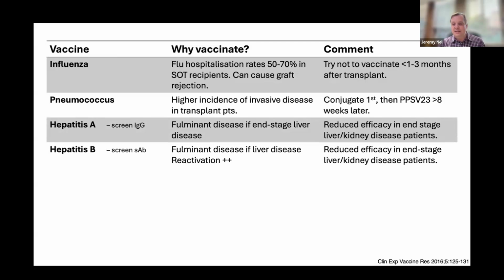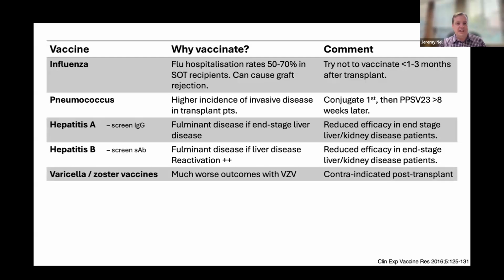And again, for hepatitis B, if you're not sure, you can screen them with antibodies. And again, if they're negative, then you need a vaccine series. Varicella or zoster vaccines, obviously they're different. Varicella vaccines are different to the zoster vaccines, but you need one of them at least. And again, the outcomes are much worse in transplant patients with them.